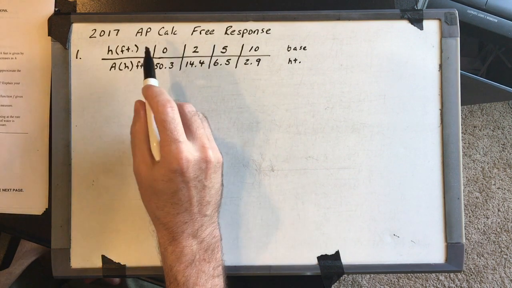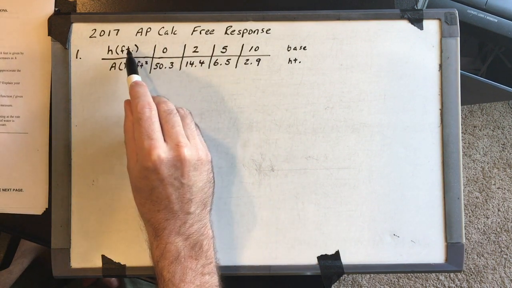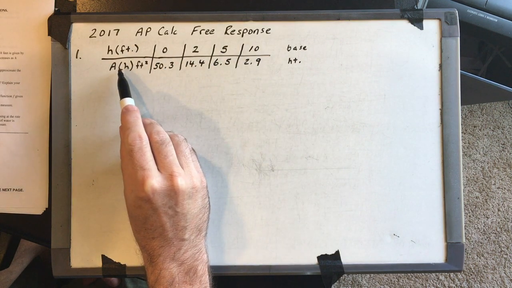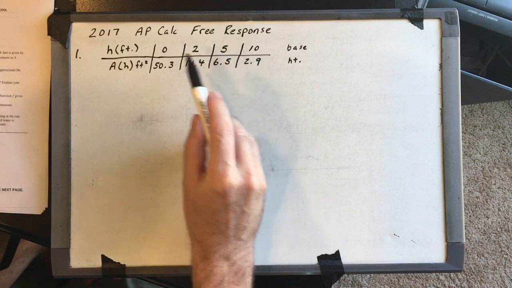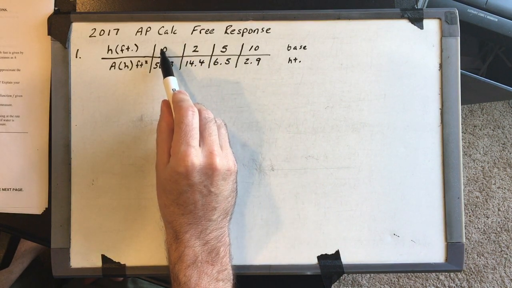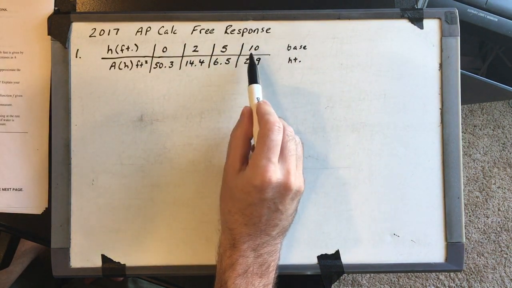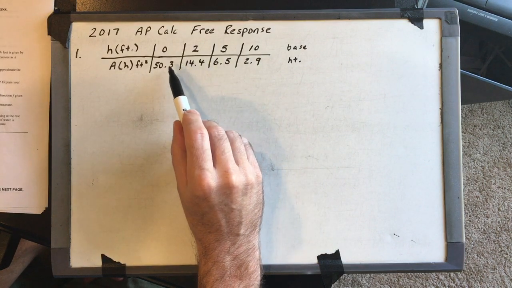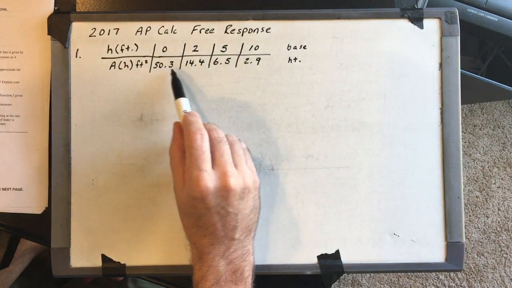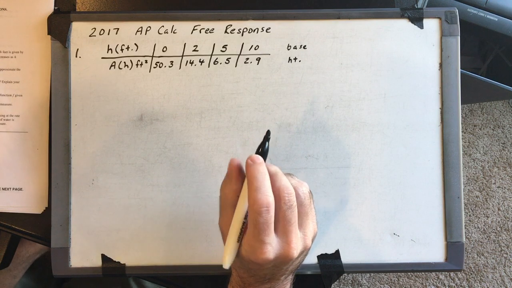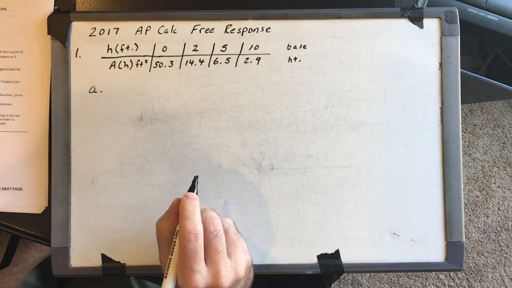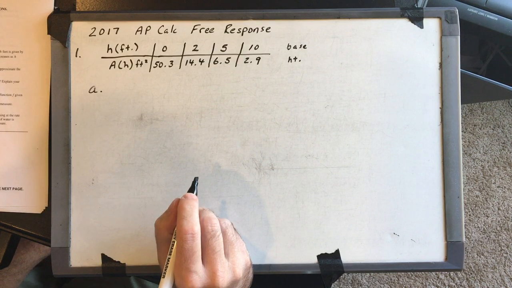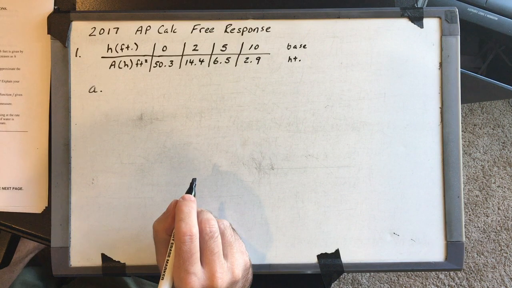Okay, so this time they put the x value on top, feet, and the y value, a of h, on the bottom. So you can think of the top row as the base of each rectangle, and the height would be the bottom row in your table. So part A says use a left Riemann sum with 3 subintervals indicated by the data in the table to approximate the volume of the tank.